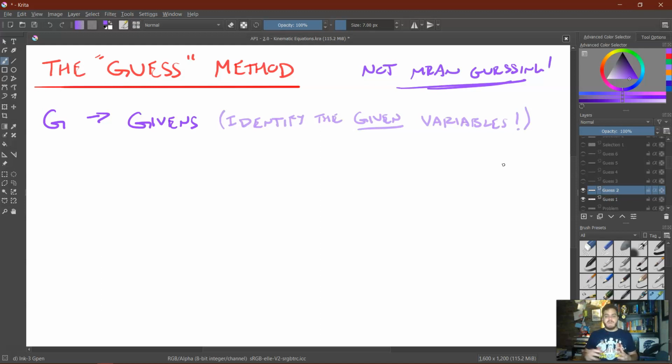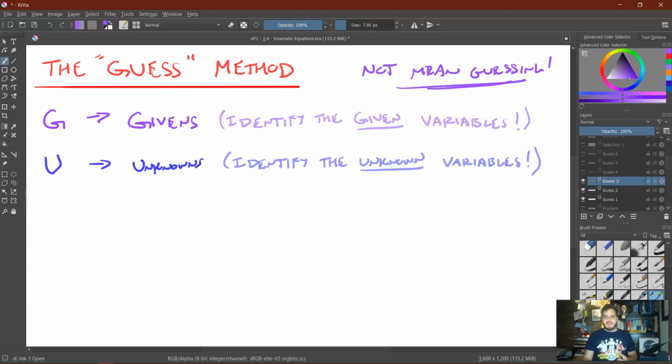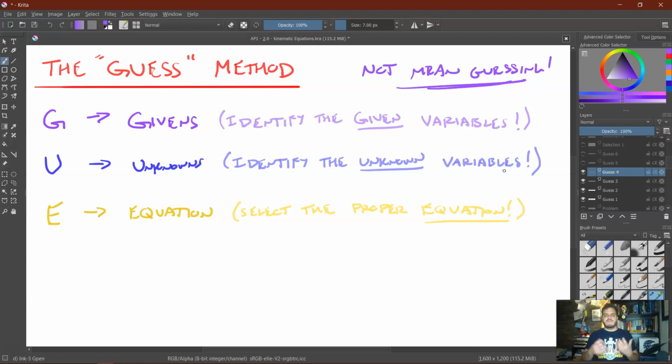So when you read the problem, identify the given variables, the numbers that they give you. And you have to be specific about this is the displacement, this is the acceleration. You have to be able to recognize which is which. Next step is U, the unknowns. Recognize the unknown variables. Now, one of those is going to be the variable that you want to find. Occasionally, though, there will also be other variables that you don't know, then it might be good to note those down too. E stands for equation, which is selecting the proper equation.